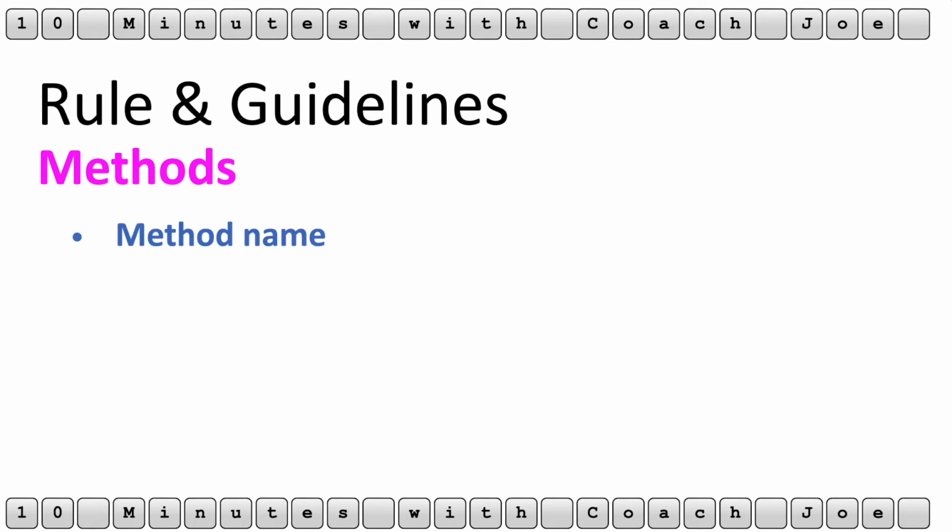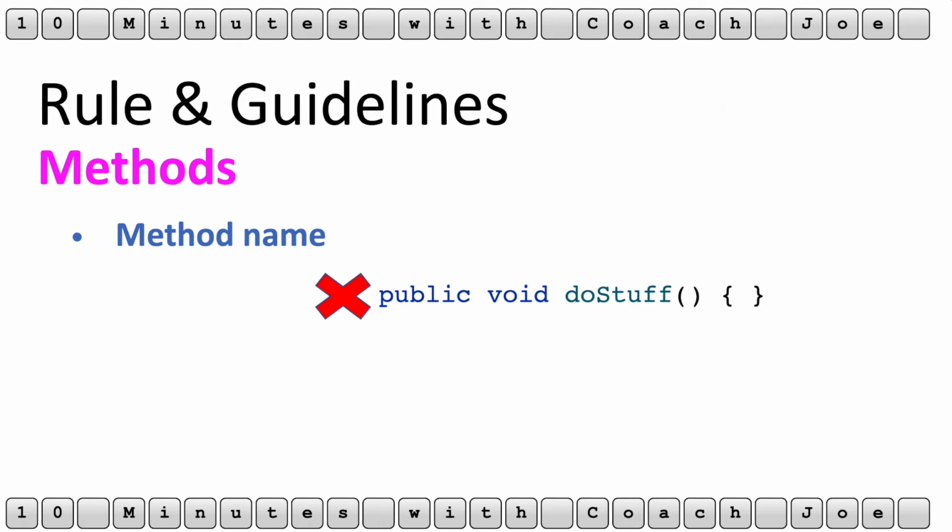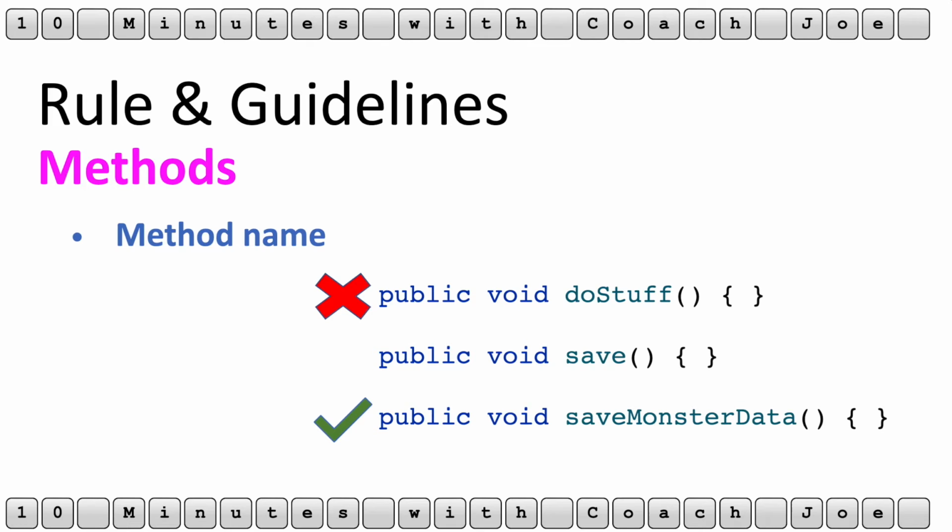Methods. The first rule or guideline for methods is, like with the classes and the properties, use a meaningful name. Coach Joe rule number 4 states, use a meaningful method name. A method name should use a verb to describe the action. A method name like do stuff is very vague to other developers. A name like save is helpful, and save monster data is better.